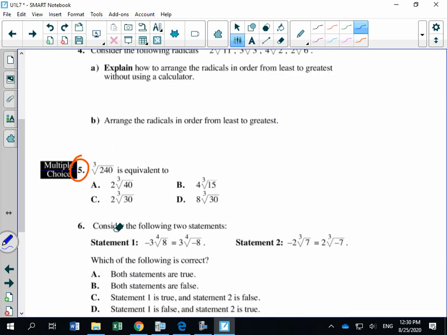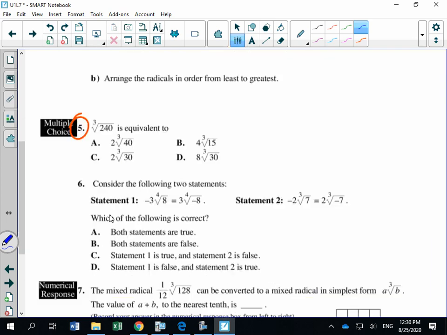Circle number 5. This is equivalent to, just punch that into your calculator, get what the decimal is. This is just going to be a guess and check. Figure out what that decimal is, and then punch each of these in. Whatever decimal matches is the answer.